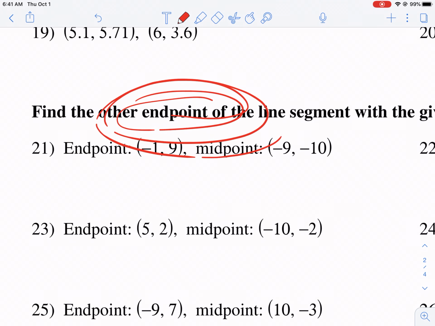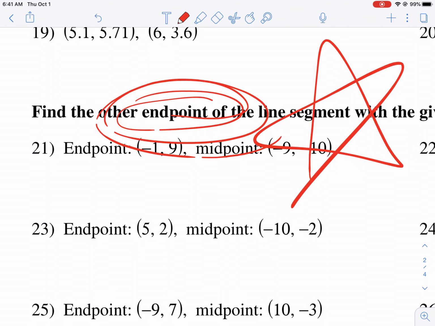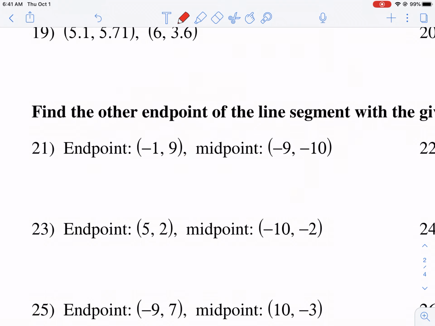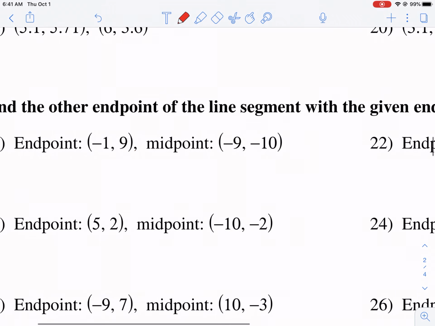Now, find the other endpoint. This is where it gets tricky. Alert, I'm just trying to get your attention here. This is where you need to be careful. Notice how you're already given the midpoint. So if you're given the midpoint, you got to label it the midpoint, xm, ym. The other one's going to be x1, y1.